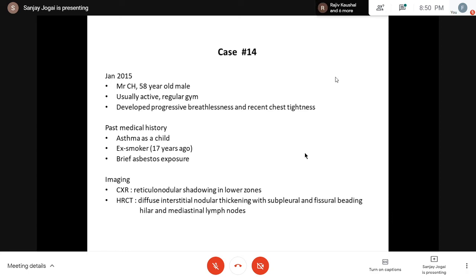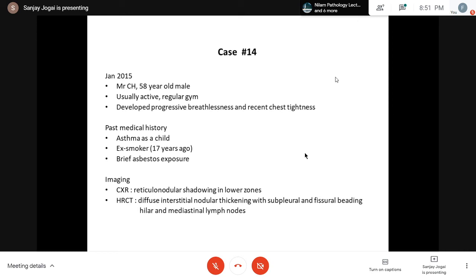This is my final case. The reason I put it as a final case is just to show you how one can be misled based on immunohistochemistry, and how important it is to share things if you don't know the answer, and how important it is to know people where you can send stuff.